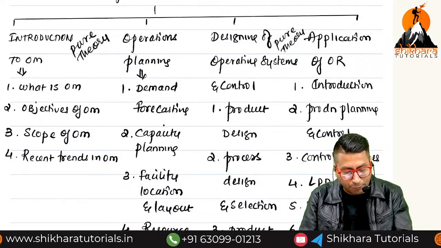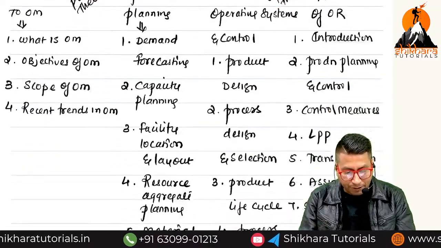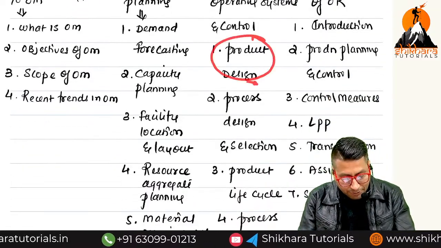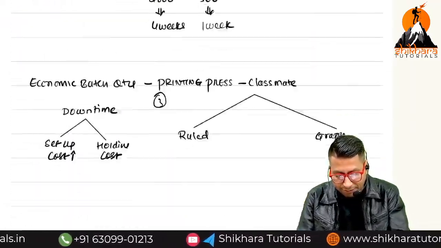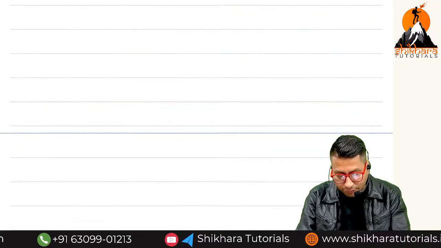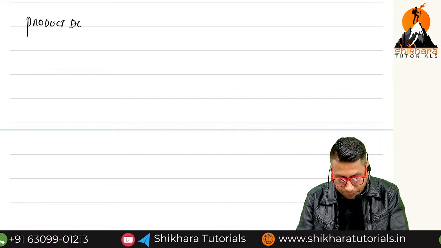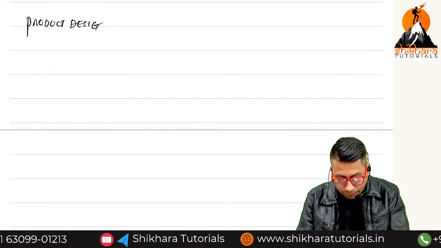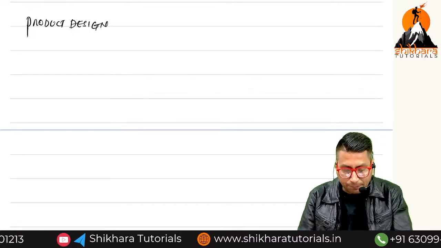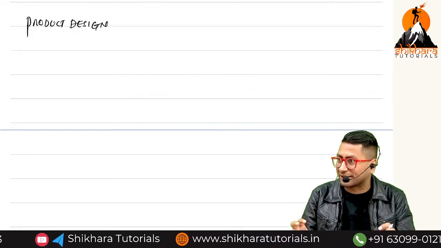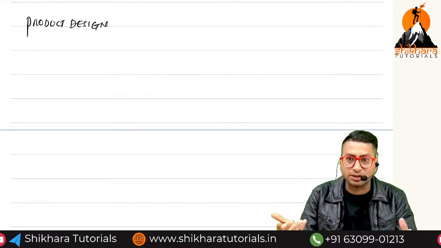Again, I told this is a purely theory chapter, along with chapter 1, which is again purely theory. Now here we have product design, process design. We have two concepts here. Now what exactly do we mean by product design? What exactly are we going to study here in product design? Basically, product design is nothing but how exactly a product should appear, the look and feel of a particular product.